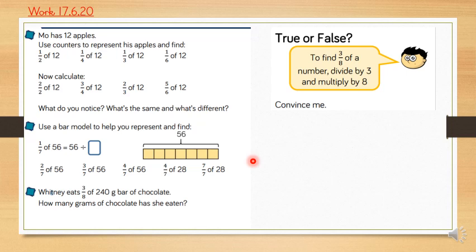Okay, and then you've got a word problem. Whitney eats 3/8 of a 240 gram bar of chocolate. How many grams of chocolate has she eaten? So that's very similar to the question that I just went through with you. So if you're stuck on that question, please do go back through the slides and have a little listen to how to solve that. Just remember, draw a bar model to help you solve these questions. And then finally, true or false, to find 3/8 of a number, you divide by 3 and multiply by 8. Is that correct? If it's not correct, make sure that you prove why it's not correct.